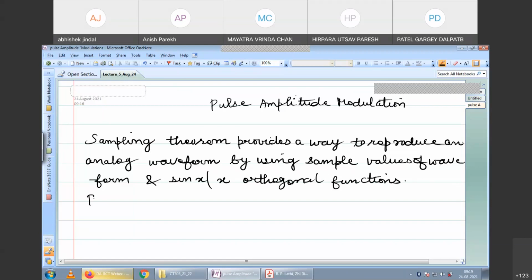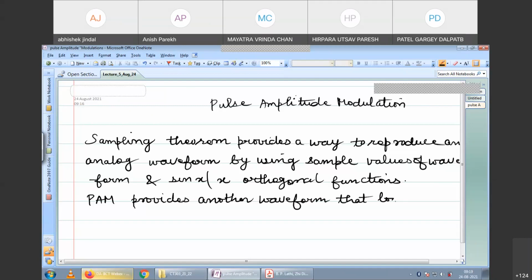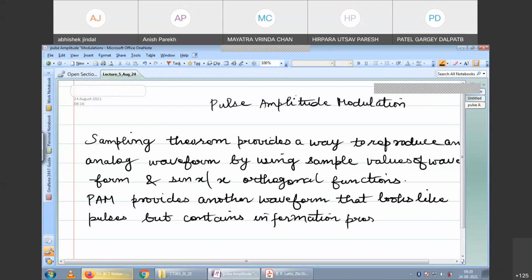PAM provides another waveform that looks like pulses but contains information present in the analog waveform.